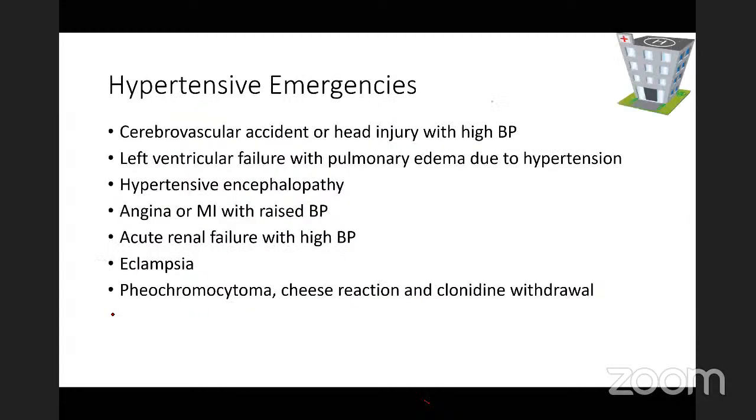Hypertensive emergency. These are the hypertensive crises. There are two definitions: one is hypertensive emergencies, the other is hypertensive urgencies. Hypertensive emergencies: systolic more than 220, diastolic more than 150, with target organ damage. Without target organ damage, we call it urgency. Otherwise, any blood pressure above 180 is considered a hypertensive crisis.